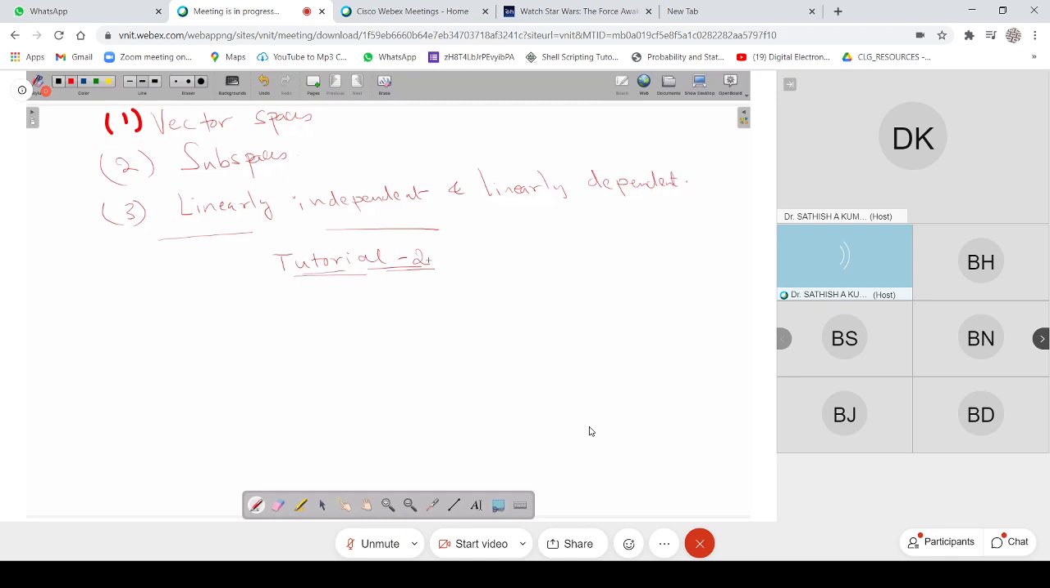I just want to remind that this OneNote is updating, so I'm teaching on a different platform. So this one I will upload, only for today. This sheet will be uploaded in the Google Classroom.